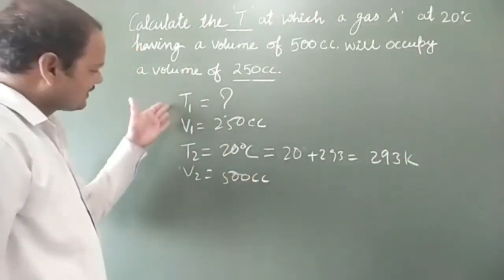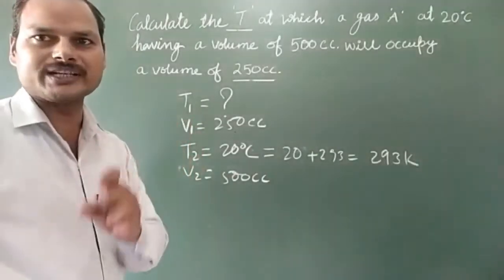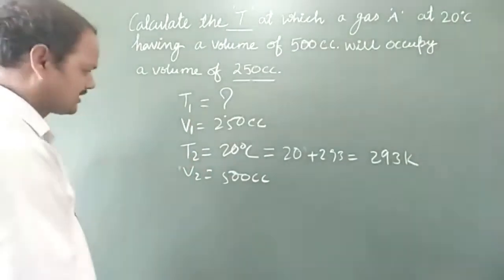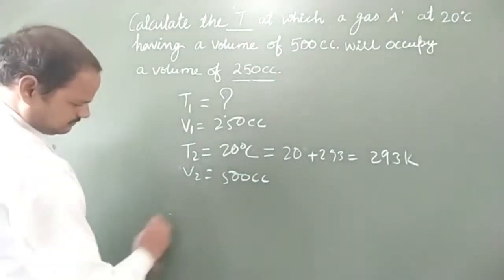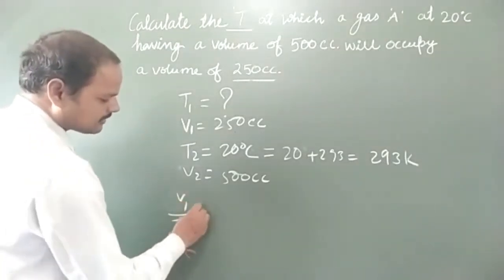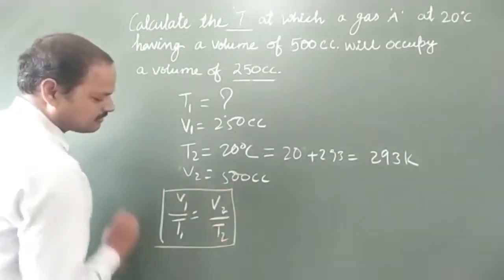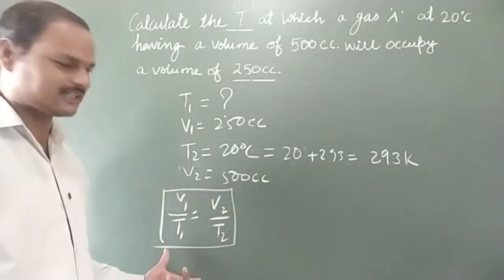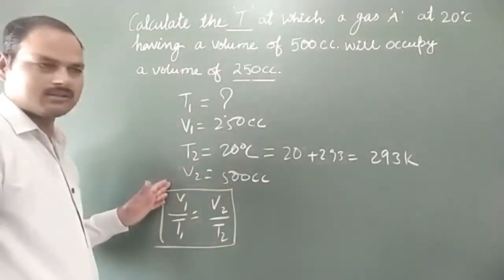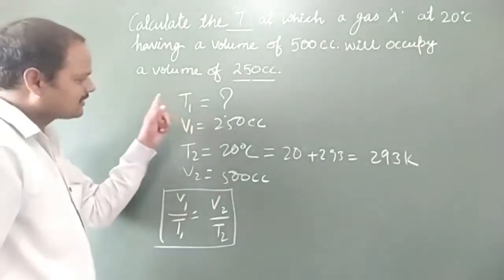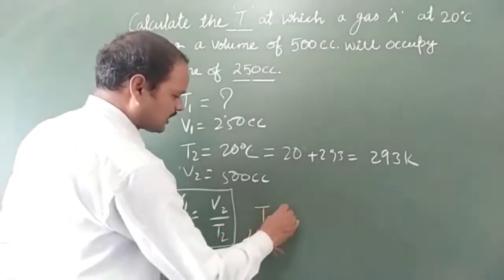We know that these four terms are given by one equation that is known as the Charles' law equation. We know that V1 upon T1 is equal to V2 upon T2 according to Charles' law. This is the Charles' law equation. So out of these four values, three values we know, only one is unknown. Let's rearrange these terms to find out temperature T1.